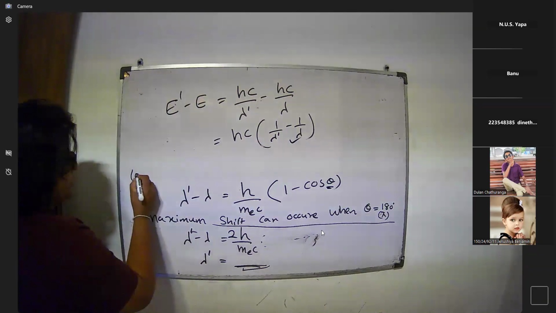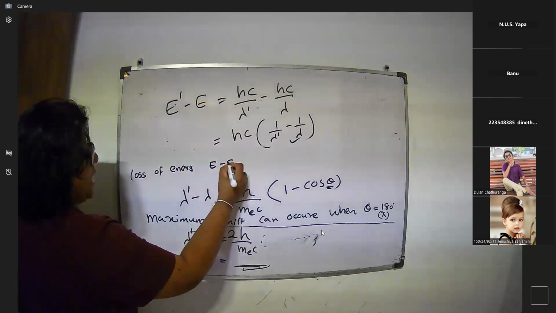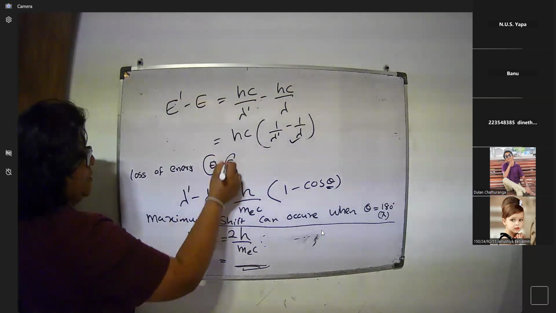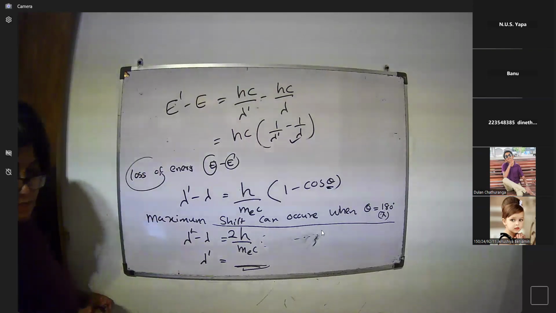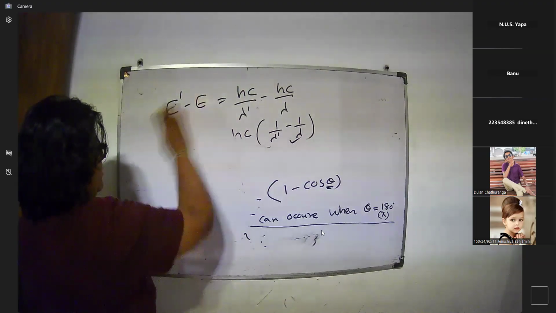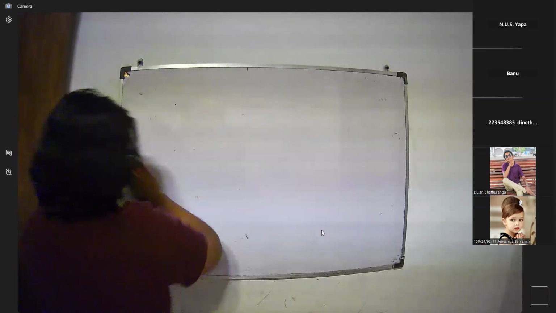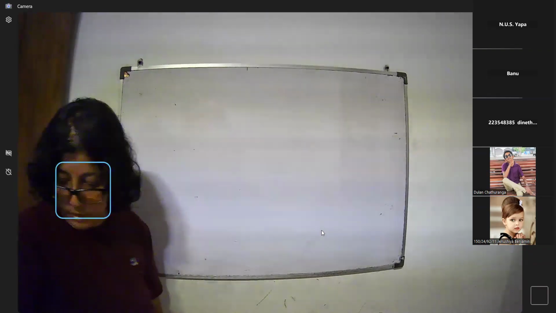Then the question will ask what is the loss of energy? Loss of energy is E minus E dash, because the initial energy is here and the final energy is here, then the loss of energy. Okay? I think you can understand the quantum shift, and you should know how to prove it. Not in BT1, but sometimes it can come in the final exam. But you have to know how to calculate the quantum shift and the energy of the quantum shift, right? Equations.